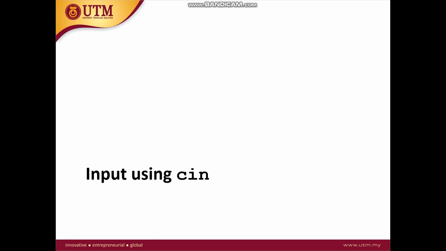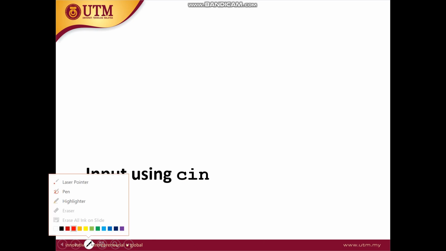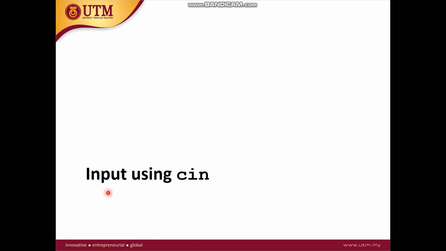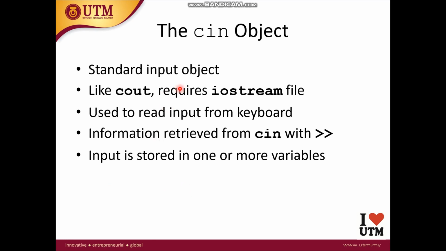And the first thing we are talking about is the input, how to enter data to the program, and this can be done using the cin object. This cin is a standard input object, and you can feed the program any value using it. And just like cout, it requires the iostream file. You need to include the iostream file, and it's used to read input from the keyboard when you want to enter data to the program.